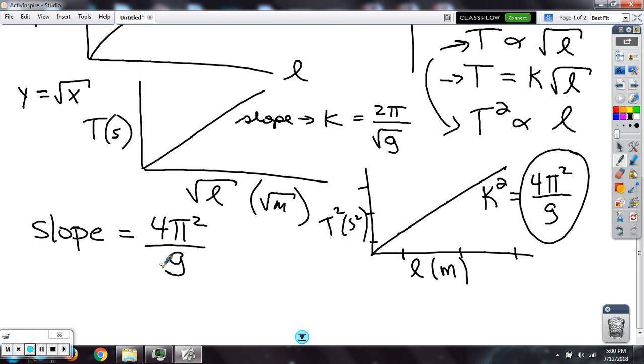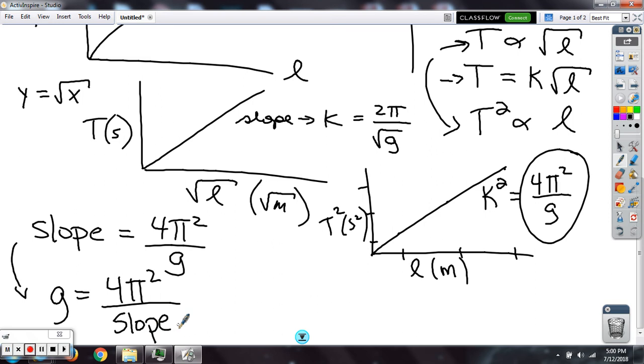Let's say you were on a different planet and you didn't know what little g was. You could quickly do this experiment, measure different lengths, time it, find the slope of this graph, t squared versus L, and by finding the slope, you can solve this expression for little g. Little g would just be 4 pi squared divided by the slope. And that would be one way of calculating what little g should be.